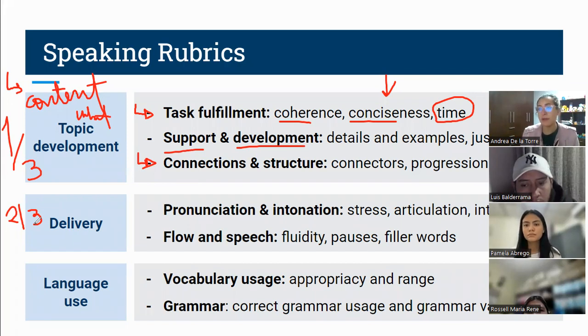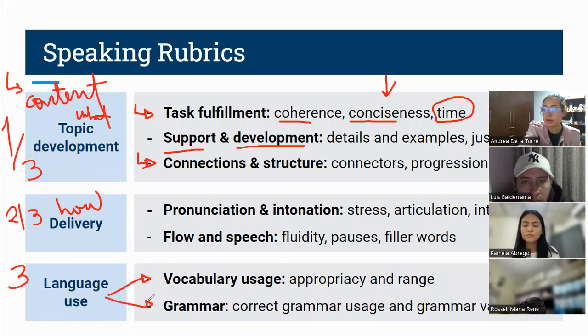You know, I've helped many students get rid of those filler words like "no." So those things are something that you need to get rid of. And that's it. That's pretty much delivery, how you speak. And finally, the third element is language use, which is related to your vocabulary and your grammar.